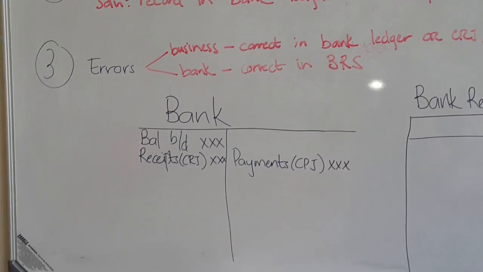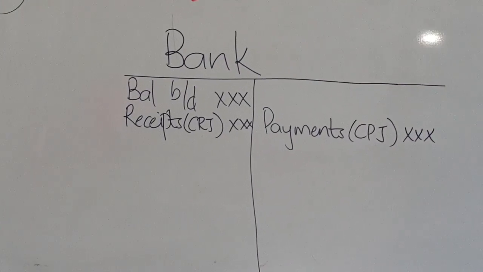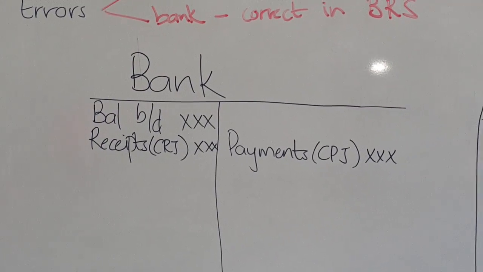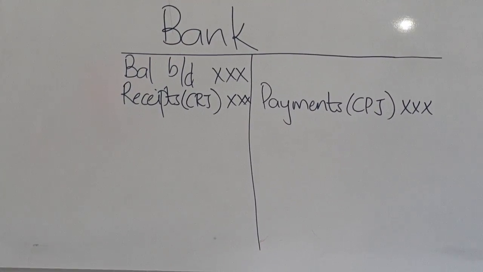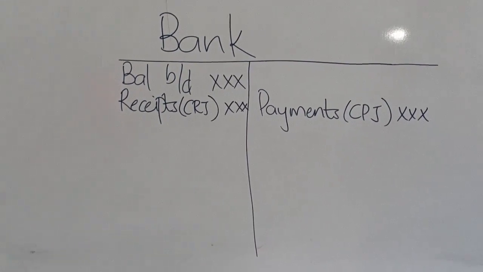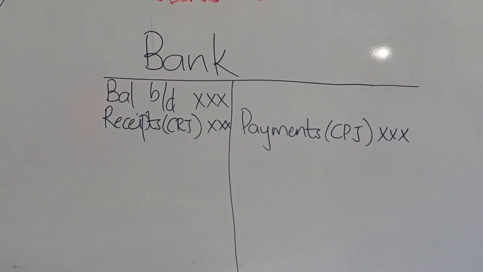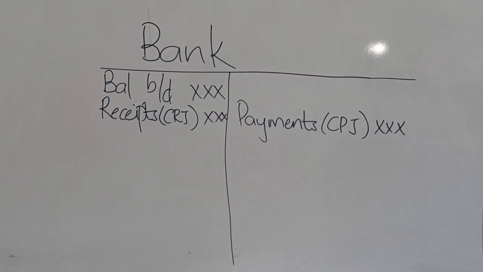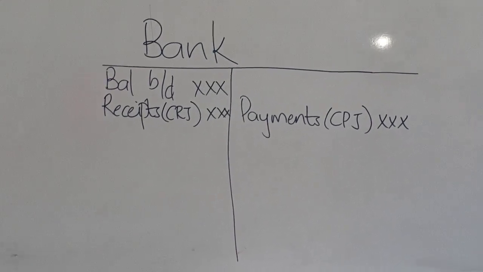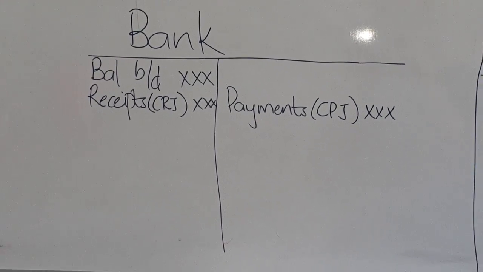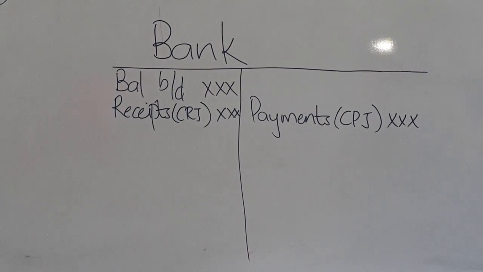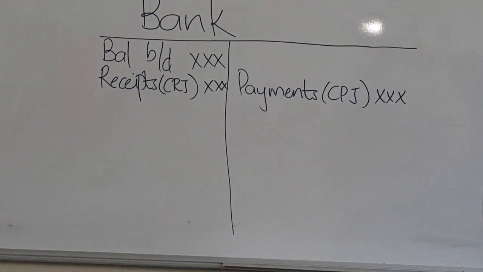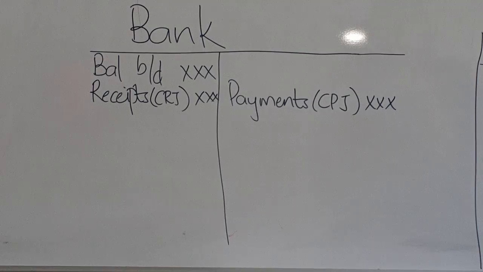At the bottom on the board, you'll notice I put a bank ledger account. This is something you're used to. It's a bank ledger account. It's an asset. On the debit side, you'll notice I've got balance brought down. That will be your balance at the beginning of the month. And also on the debit side, I've got receipts. And on the credit side, I've got payments. So those are the totals which comes from your CRJ and CPJ. So that's the way your bank account would look at the moment. You'd have a balance, then you'd have receipts on the debit side and payments on the credit side.